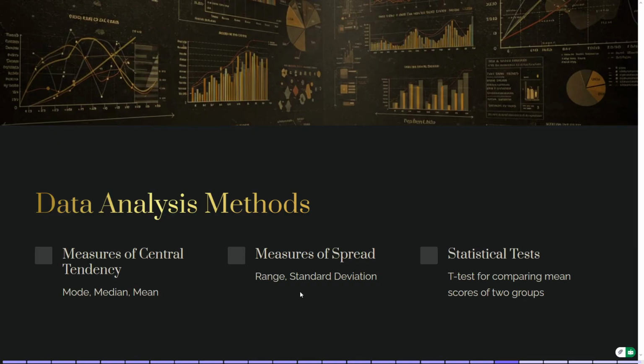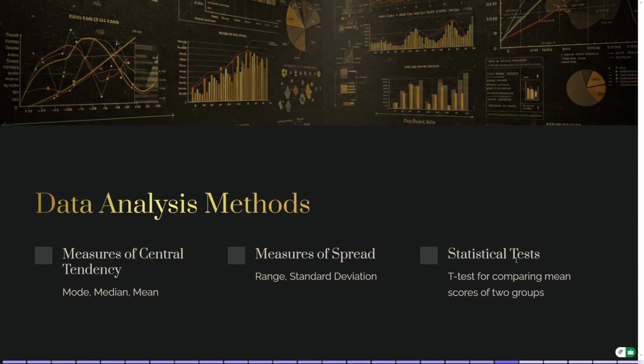The lowest is 60, the highest is 90. So the range will be 60 to 90, right? Standard deviation, on the other hand, is to measure how different the scores are from the mean. Okay, that is a little complex. There is a formula for that, and you can also study further on that later.